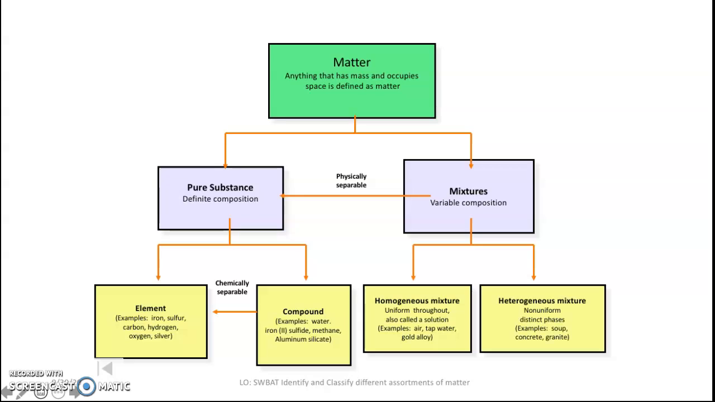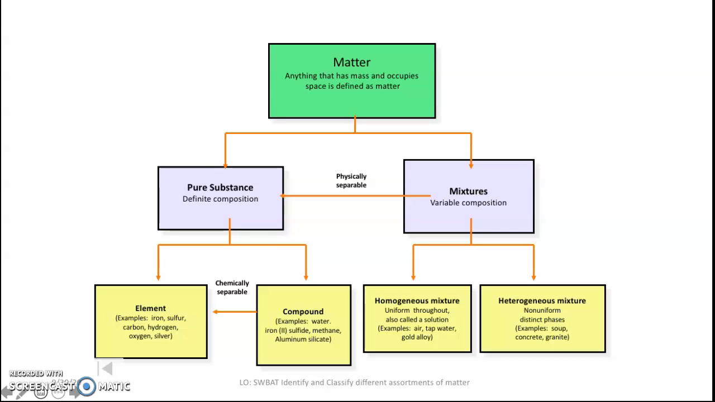However, we have heterogeneous mixtures, which are non-uniform. So you could tell the difference between the two substances. Usually this happens with soup, it happens with granite. If you see the little stones within it, you can basically separate it. If you have a mixture of soil, salt, and sand, you can separate those into each separate component. So with heterogeneous mixtures, you can see each particle as is. In a homogeneous mixture, you can't see it. It's all uniform, like air or tap water.